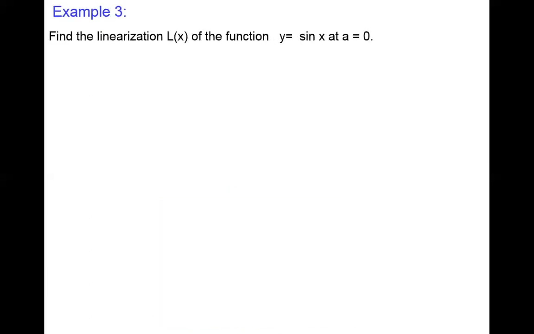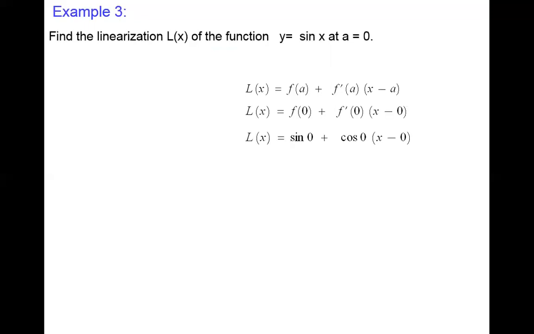Okay, I have another one. Find the linearization L of x of the function sine of x at 0. The linearization is f of a plus f prime at a times x minus a. A is 0. Sine at 0, derivative of sine of x is cosine of x, cosine of 0. Sine at 0 is 0, cosine at 0 is 1. Simplifying everything, the linearization, the tangent line, is just x.